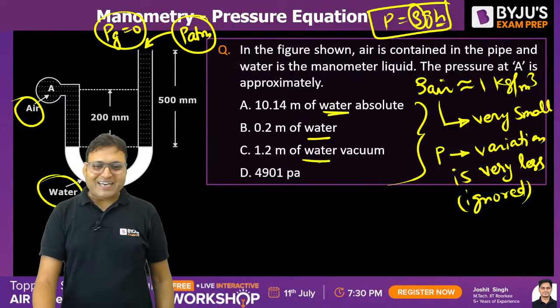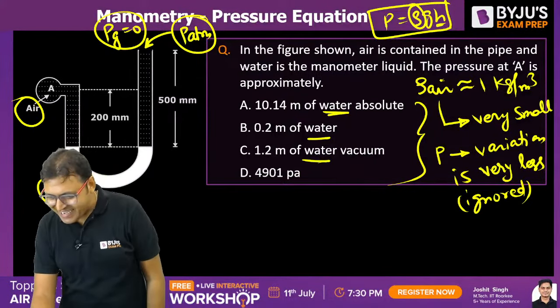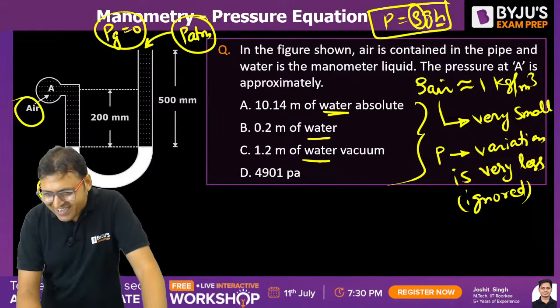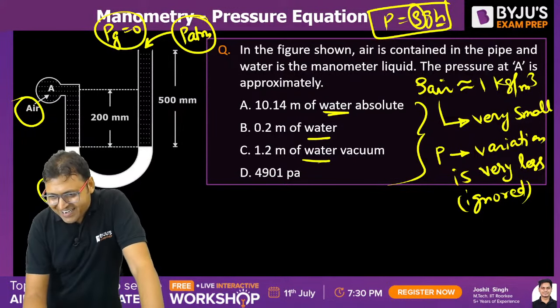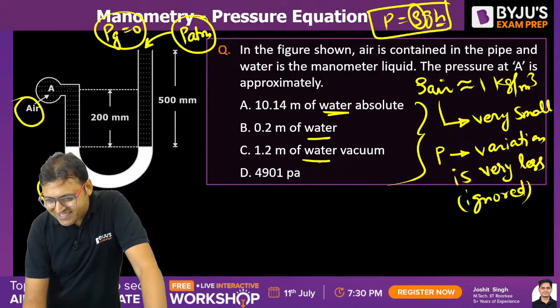Sumit, how did you get option D? Are you getting option D? Are you guys getting option D?